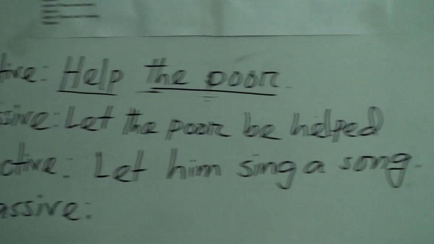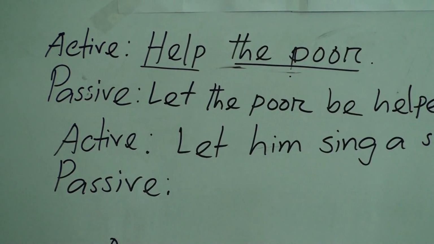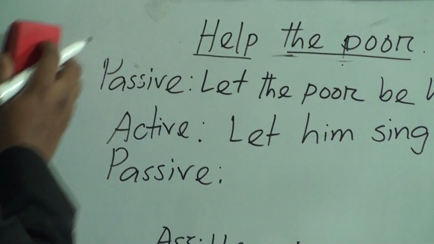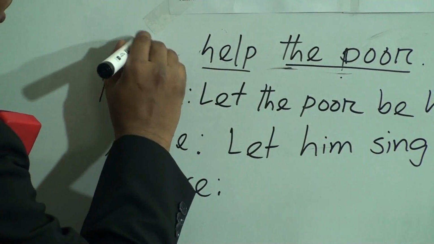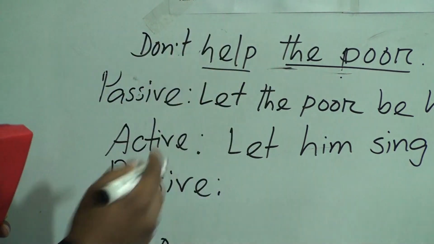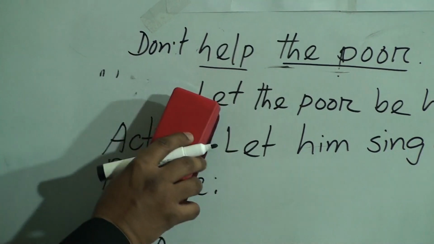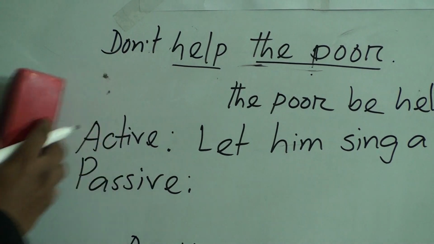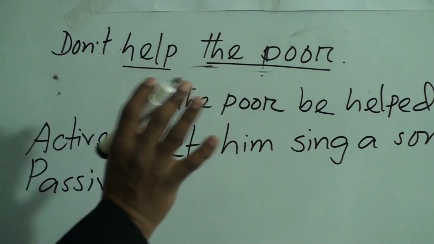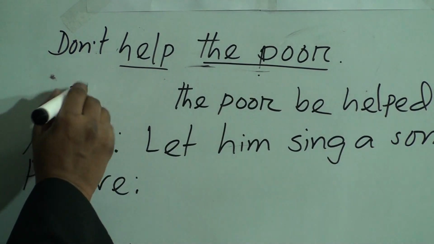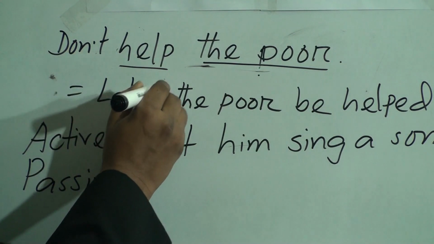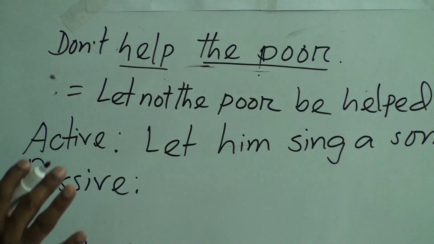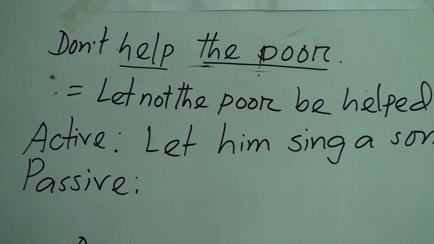If I write here "Don't help the poor," with don't, negative, how will we change it? Everything will remain the same. In place of don't we have to use let not. Let not the poor be helped.